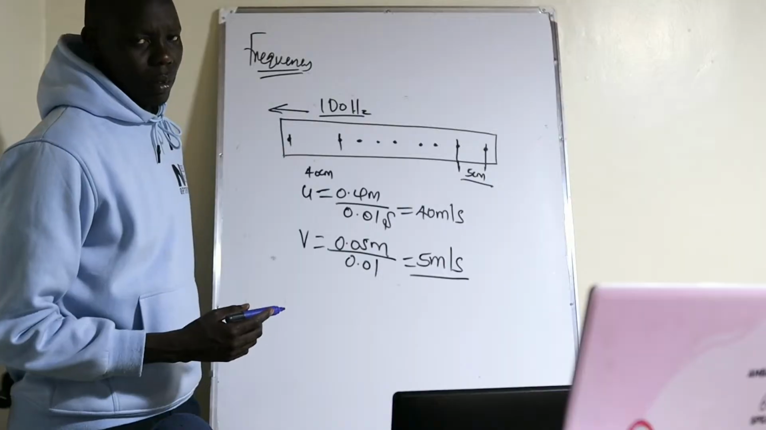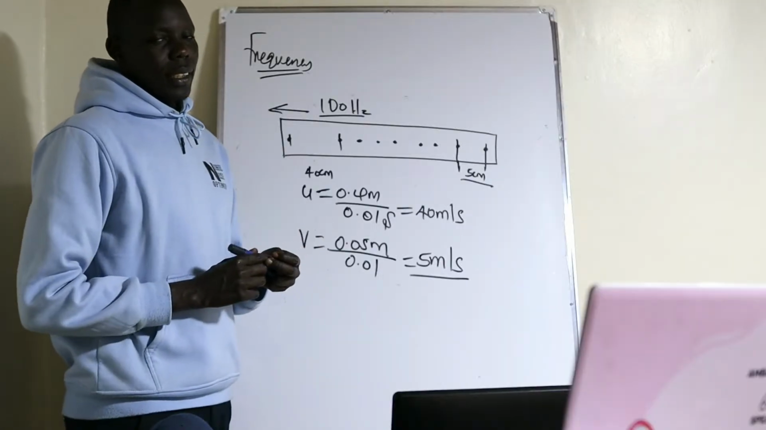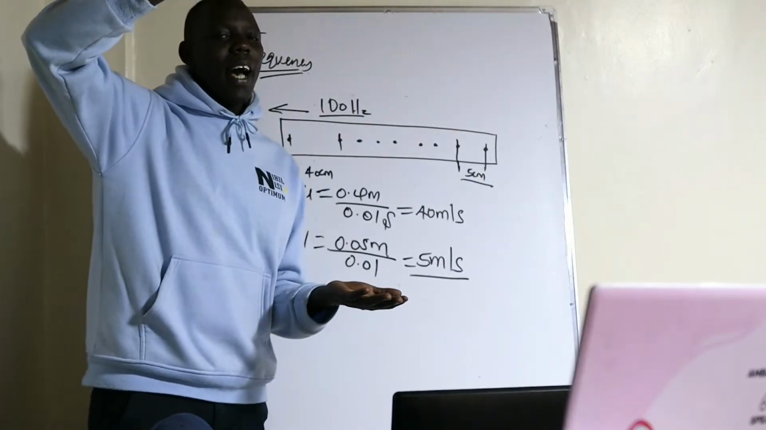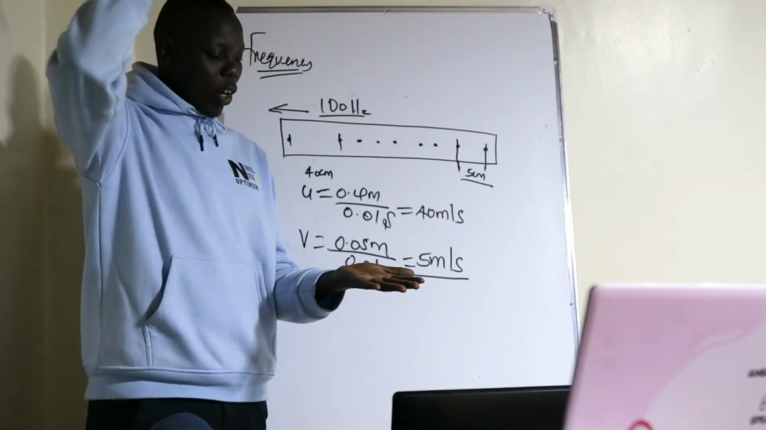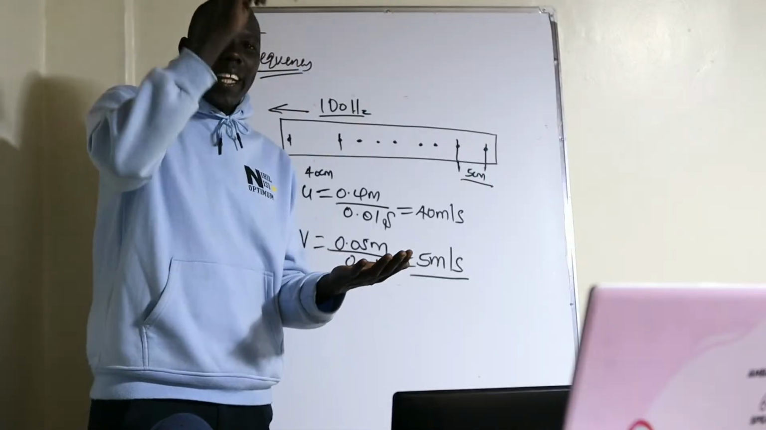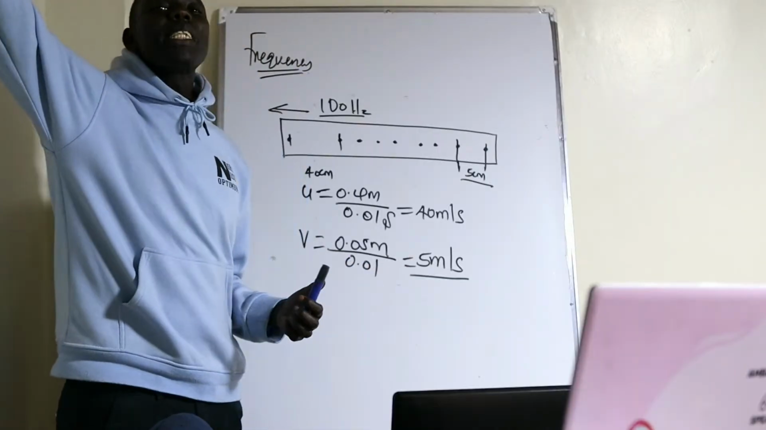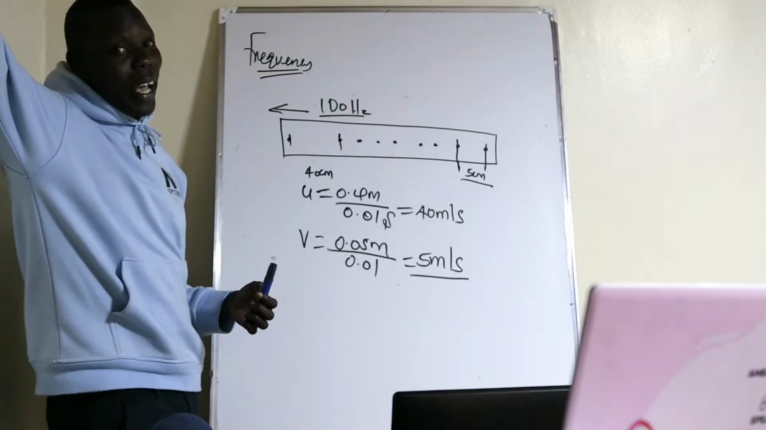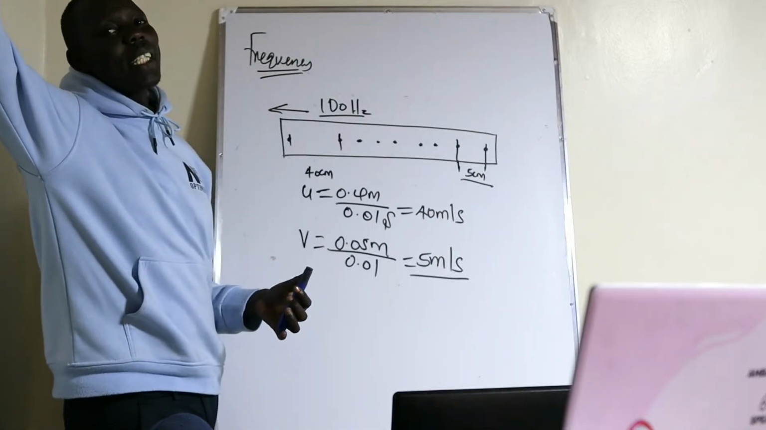Why are we saying so? Between one dot and the next, that ticker timer, whatever is making the dot, goes up and comes back. So from making one dot to making the next dot, that's a complete oscillation. It has moved a complete oscillation.